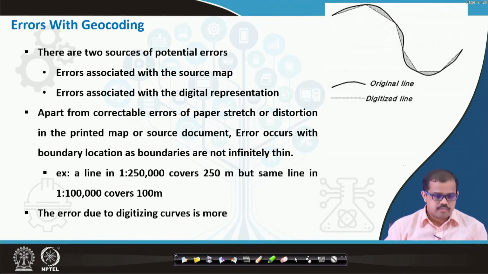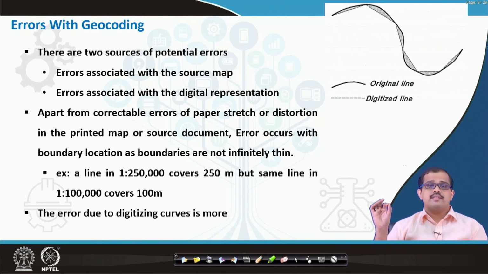So, there are certain errors with geocoding. For example, when you look at the two major potential sources that you can see in any of the images that are geocoded, one is error associated with a source map. First of all, a source map has to be extremely precise.